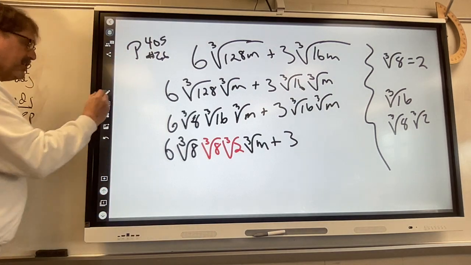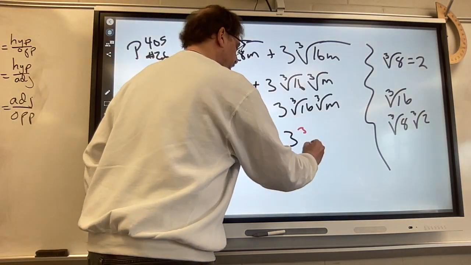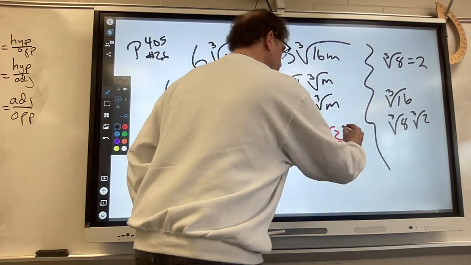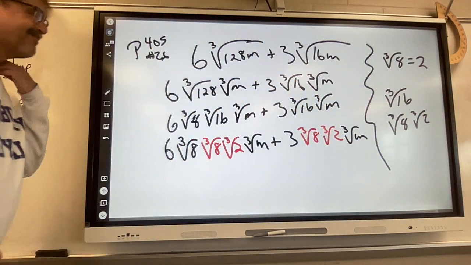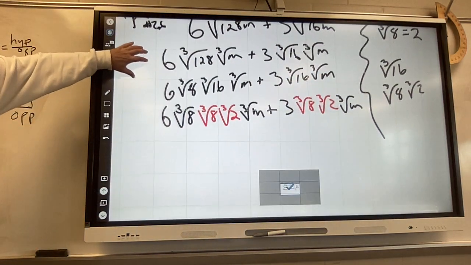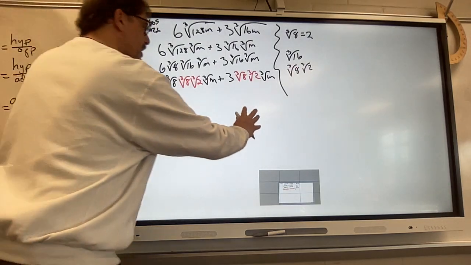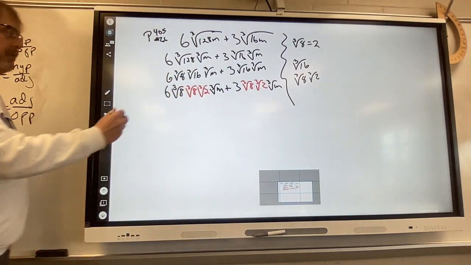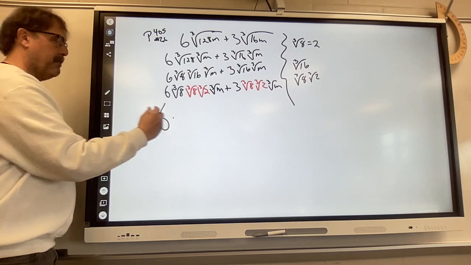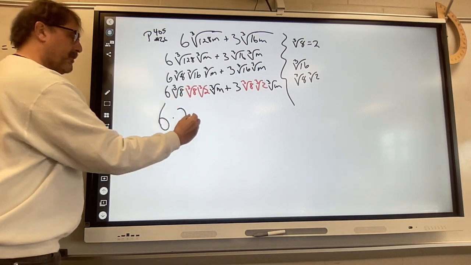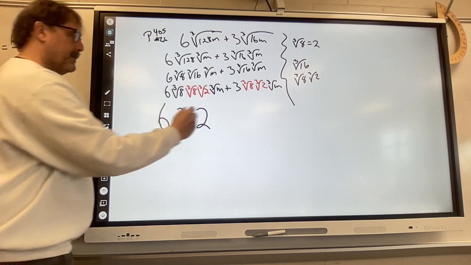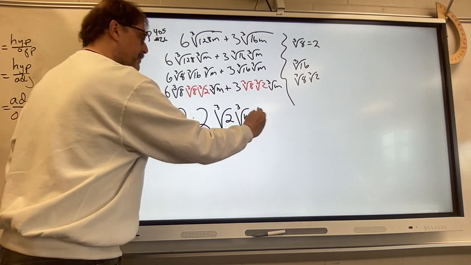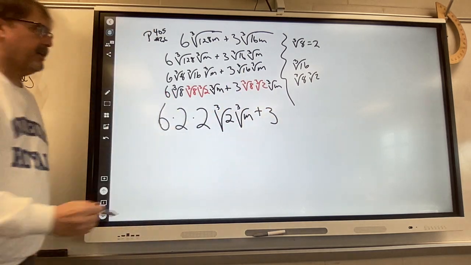This cube root of 16 is going to become cube root of 8 and cube root of 2. Here we go. That cube root of 8 becomes a 2. That cube root of 8 becomes a 2. That cube root still stays a 2. That's an m. That cube root of 8 becomes a 2.